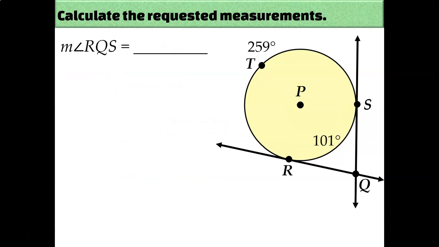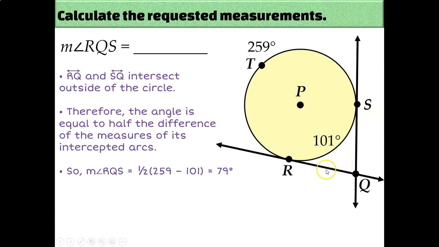And the next problem is basically the same idea. The lines intersect outside of the shape, so I will subtract their two intercepted arcs, 259 minus 101, and then take half of it, and I get an answer of 79 degrees.